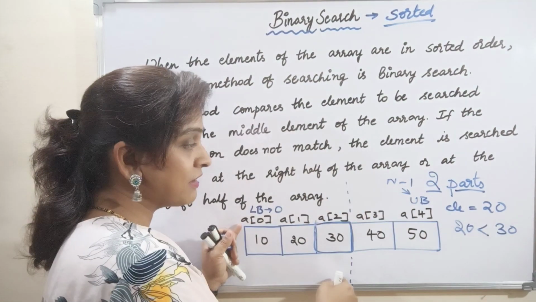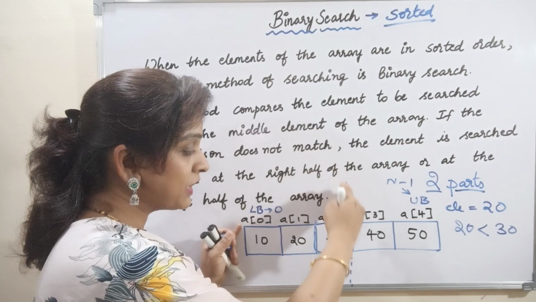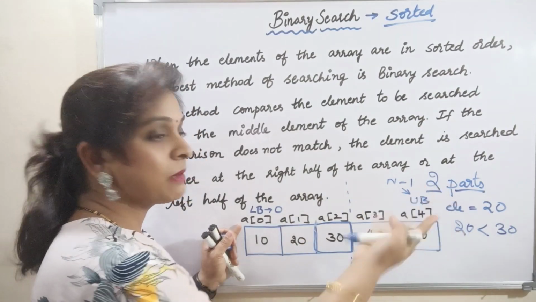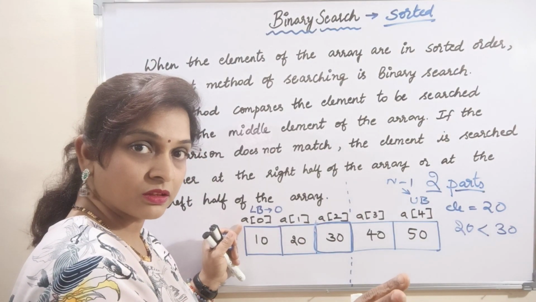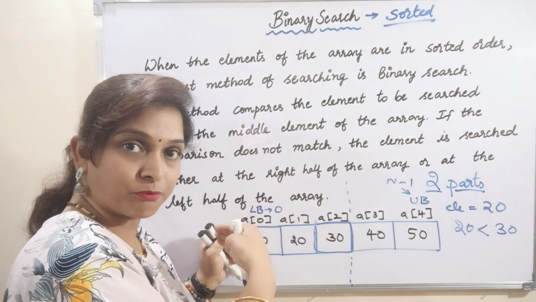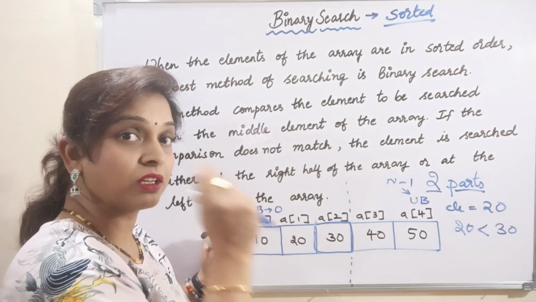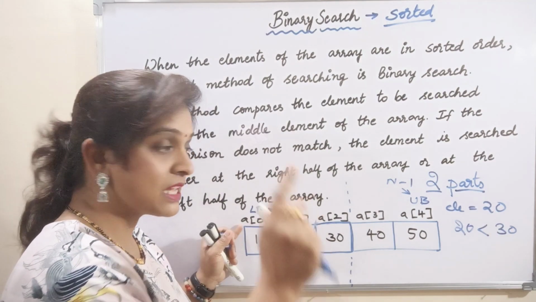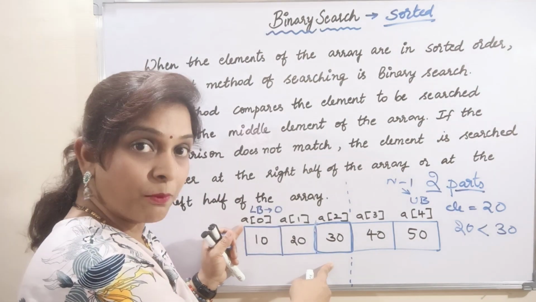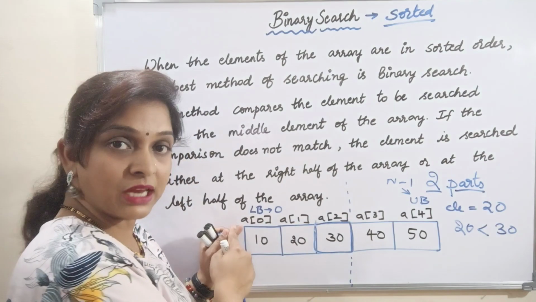So I need to divide the array. What I said, I have to search only the half portion of the array. The remaining portion I need not touch. I have to move only towards the left portion. If the search element is less than the element in the mid position, I have to move towards the left.